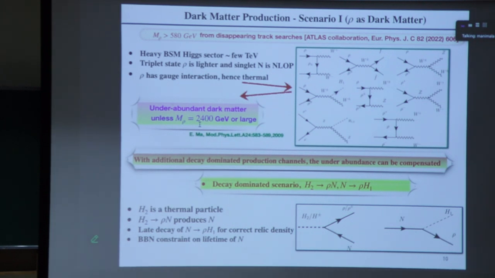That gives a very strong motivation that if you consider less than 1 TeV mass range for the rho dark matter, so let's say from 600 GeV or 700 GeV to 1 TeV or 1.5 TeV, then it will give an underabundant contribution. This additional contribution, for example H2 going to rho N, and N has a late decay giving rise to rho H1, can compensate the underabundance.